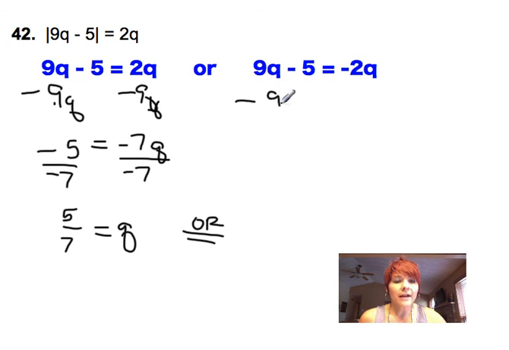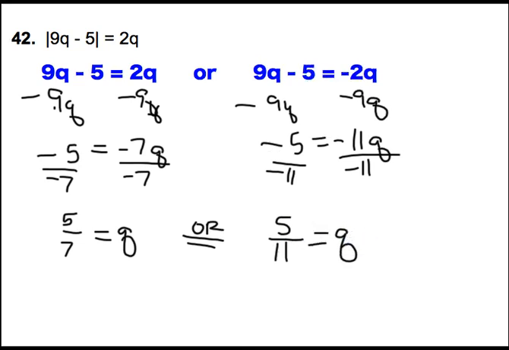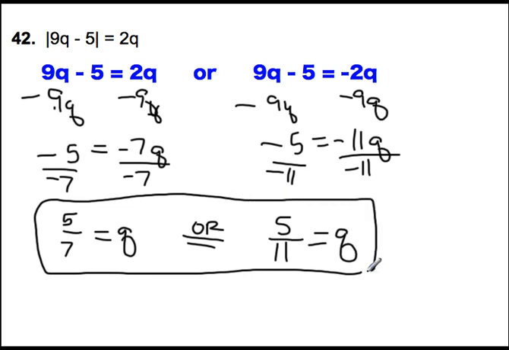Over here, we subtract 9q again. So we've got -5 equals -11q. Divide by -11. That turns into +5/11 equals q. And remember, once you have this answer, always make sure that you check your answer to see that it works. And if you plug these in, you will see that 5/7 and +5/11 both work when you plug back into the original equation.